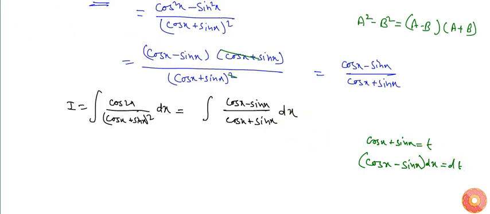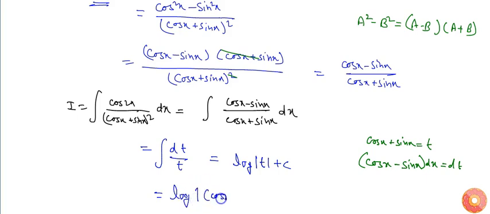Just put the value in the integration. We will get dt by t, and its integration is log t plus c. So just put the value of t, which is cos x plus sin x.